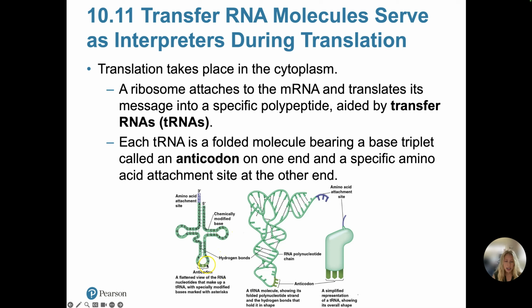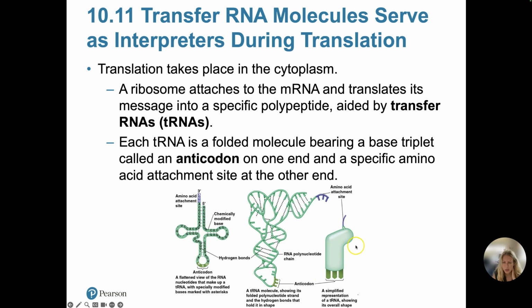The anticodon down here is what will recognize the specific codon in the mRNA. And then the amino acid attachment site is where this particular transfer RNA's amino acid attaches. Each transfer RNA, depending on its anticodon down here, will only carry one specific type of amino acid. These little dashed lines are hydrogen bonds, just showing the folded polynucleotide structure of the transfer RNA.